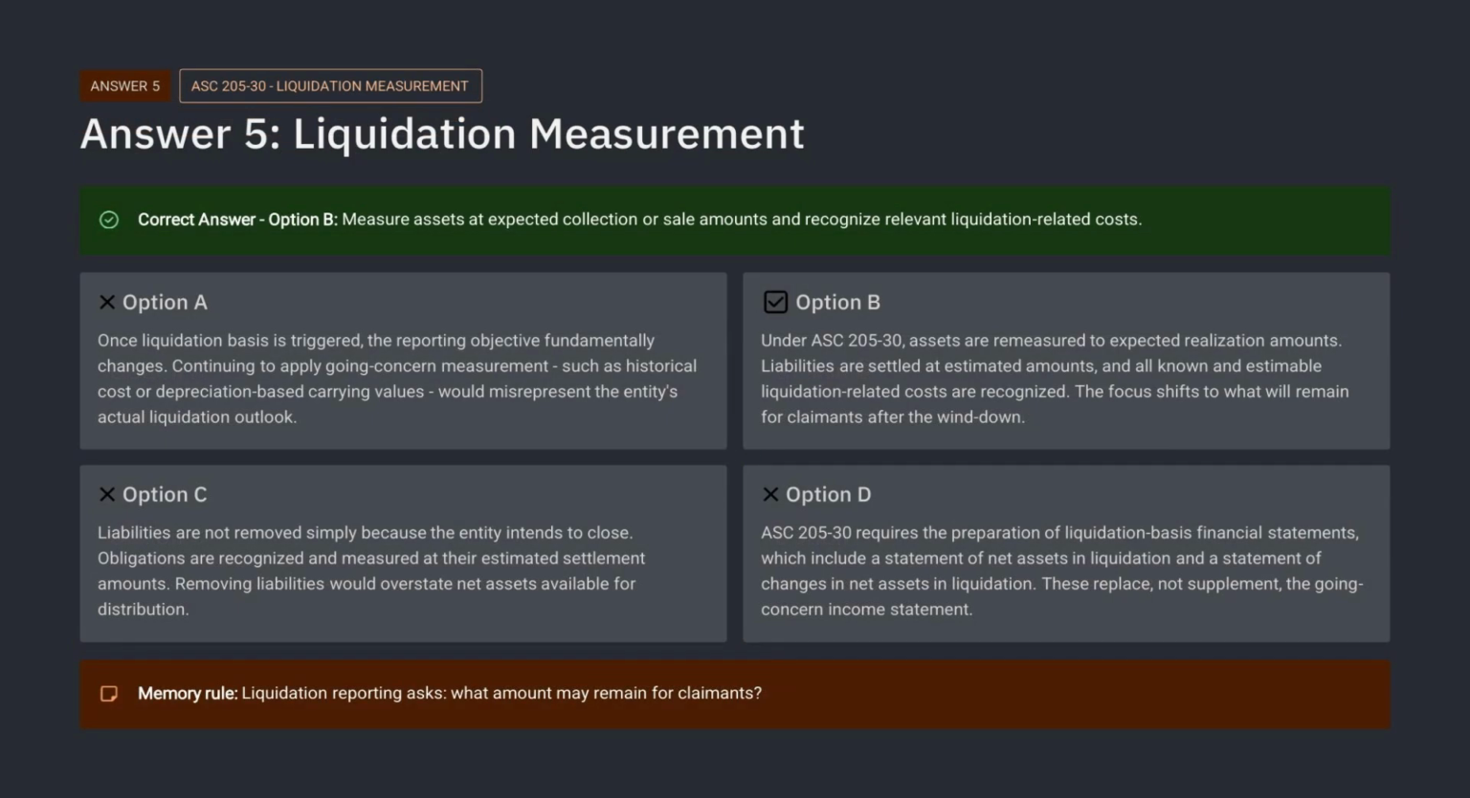The correct answer is option B. Measure assets at expected collection or sale amounts and recognize relevant liquidation related costs. Option A is wrong because continuing normal going concern measurement would miss the liquidation objective. Option C is wrong because liabilities do not disappear just because the entity expects to close. Option D is wrong because ASC 205-30 requires liquidation basis statements. The memory rule. Liquidation reporting asks what may remain for claimants after realization, settlement, and wind down costs.